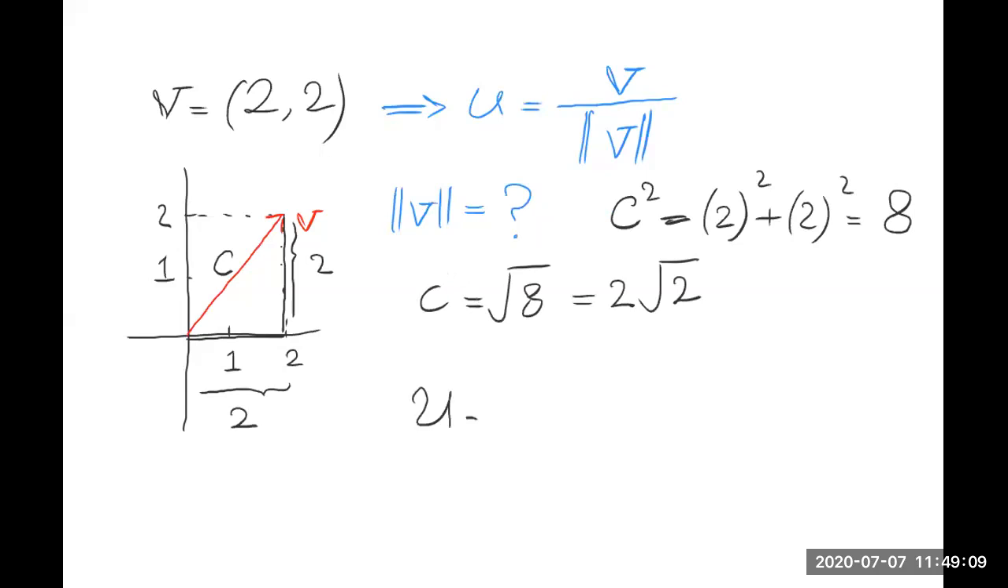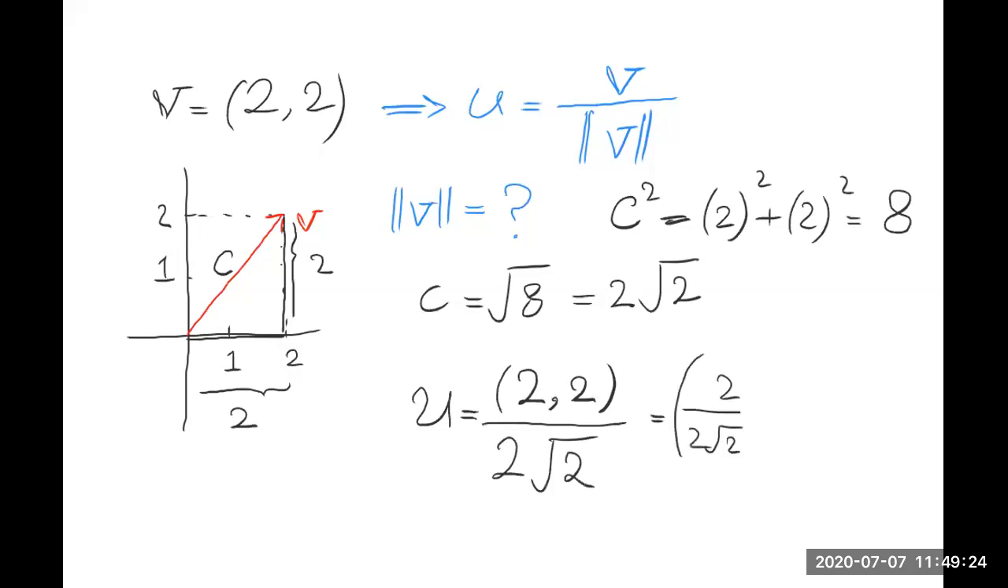Therefore, u, the unit vector in direction of v, is equal to v. What is v? V is 2 and 2 divided by its length, which is 2 radical 2. So the coordinates are 2 over 2 radical 2 and 2 over 2 radical 2.